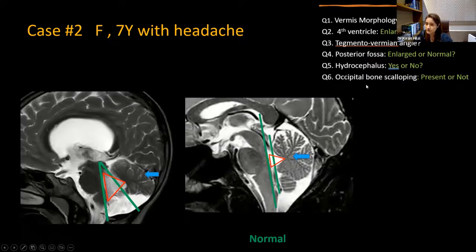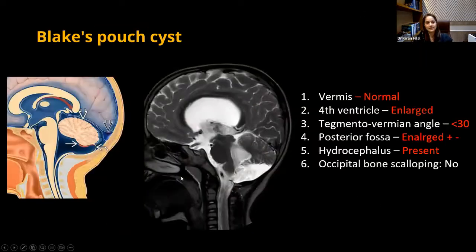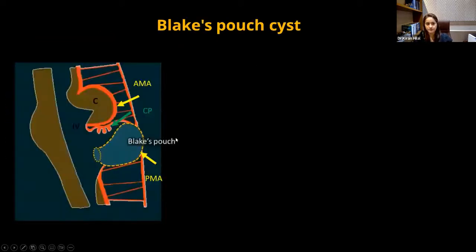Your fifth question, hydrocephalus is present or not? So if you compare it with the normal, definitely hydrocephalus is present. And your last 6th question, is there any scalloping of the occipital bone? The answer is no. So all these 6 answers are making the diagnosis of the Blake's pouch cyst.